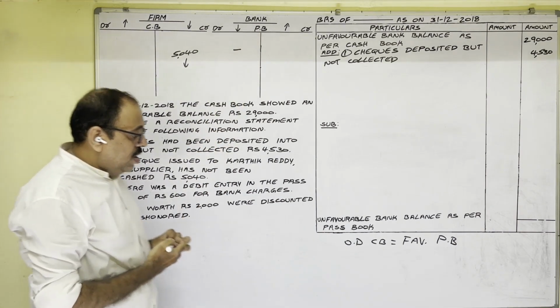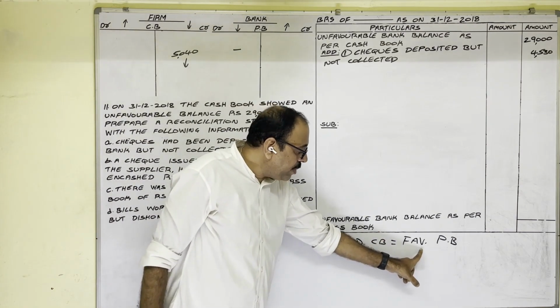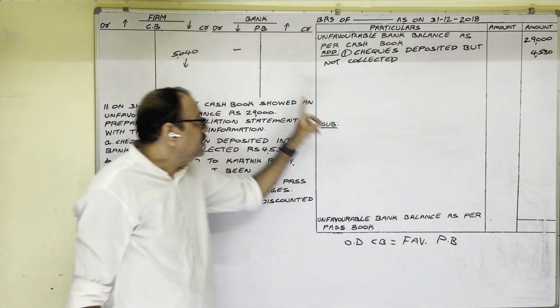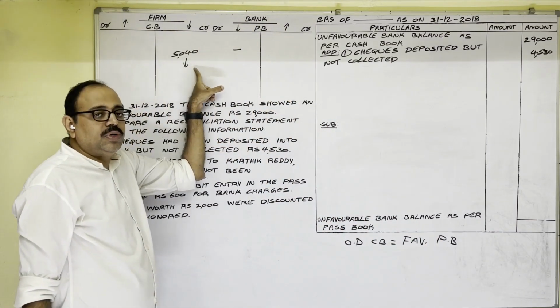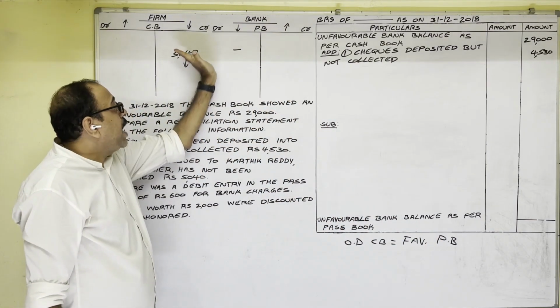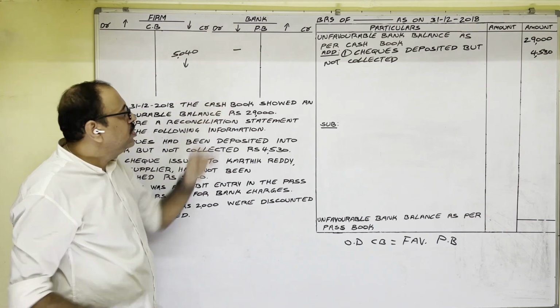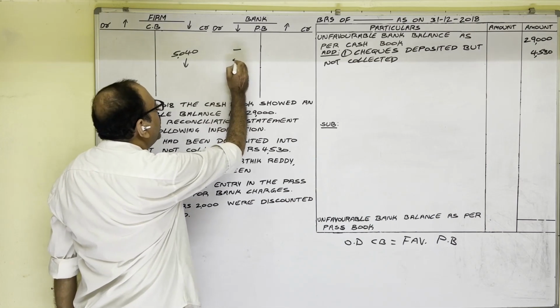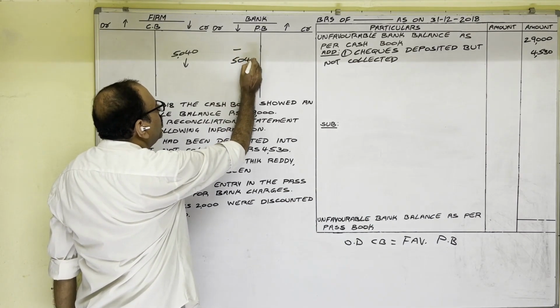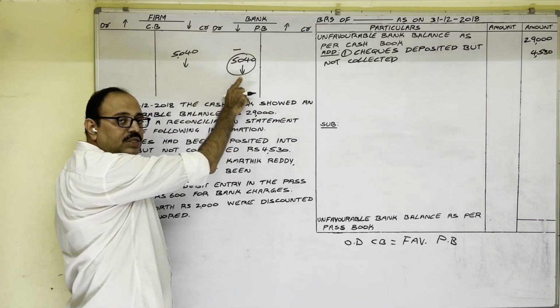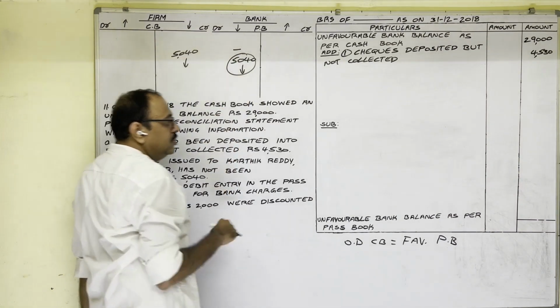Now, our assumption is a favorable bank balance as per passbook, given in the question. Then what is the rule? Adjust passbook as per cash book. As per cash book, the bank balance is decreased. So in the passbook we should also decrease. The answer is 5,040 rupees we have to decrease in the passbook. The answer came as decrease, which means subtract.